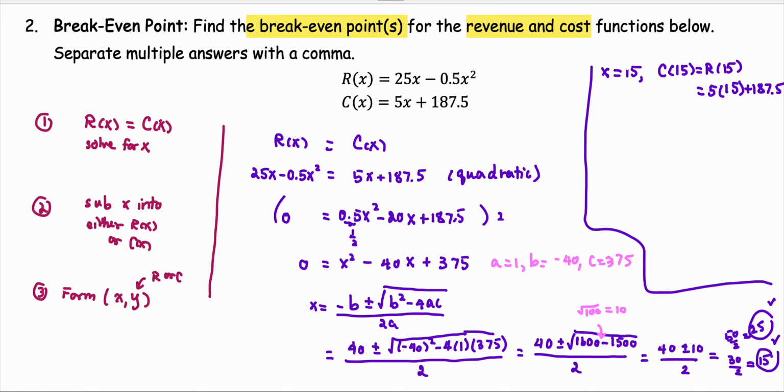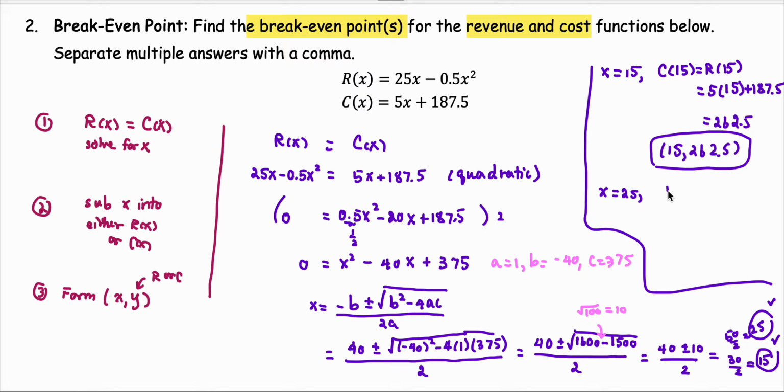It's 262.5. Let me double check one more time. You can use the calculator to check it out. So 262.5, yes. That means the first coordinate is going to be 15 comma 262.5. Right, one solution. And then the next one, when x equals 25, we do the same thing.